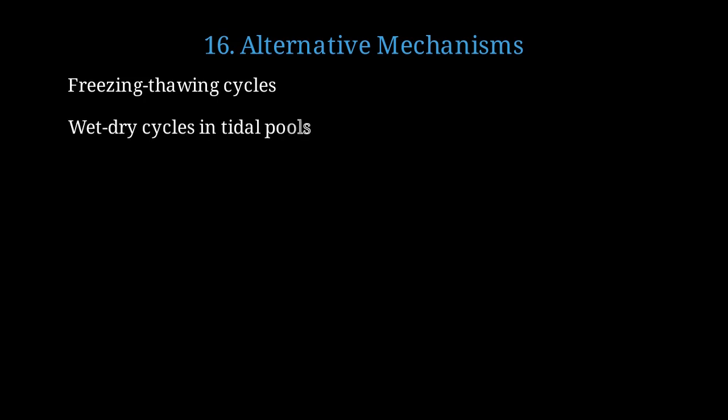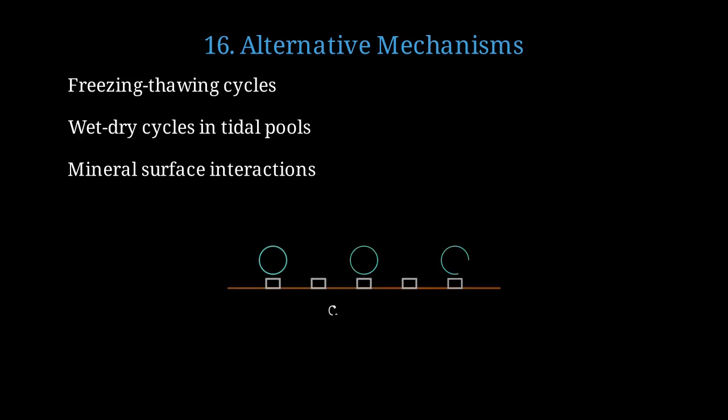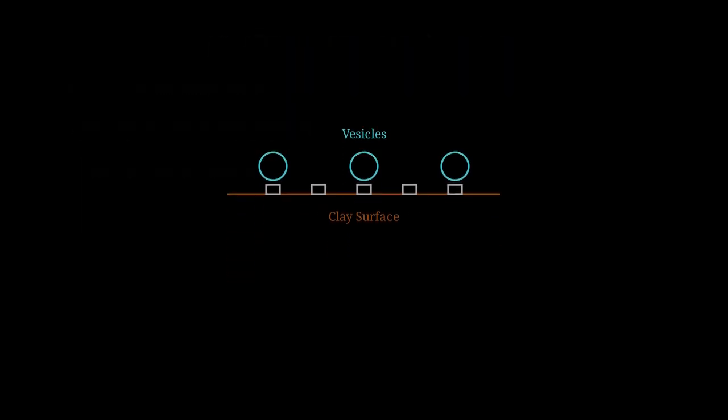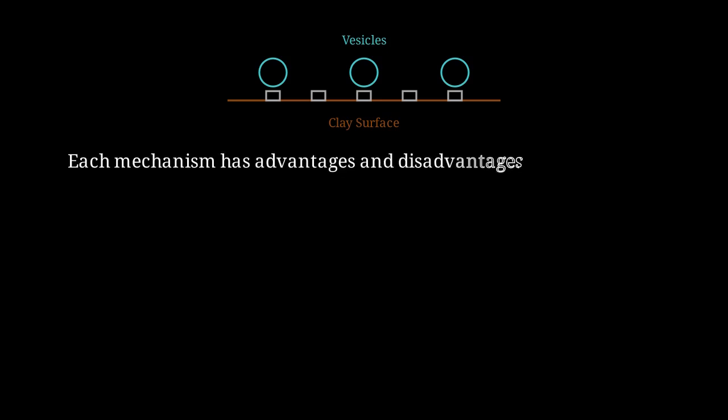Are there alternative mechanisms for primitive cell division? Freezing and thawing cycles can physically fracture vesicles, creating crude division. Wet-dry cycles in tidal pools concentrate molecules and can cause vesicle budding. Interactions with mineral surfaces like clay can template and divide vesicles. Clay mineral surfaces can absorb vesicles and facilitate their division through surface interactions. Each of these alternative mechanisms has its own advantages and disadvantages for early life.